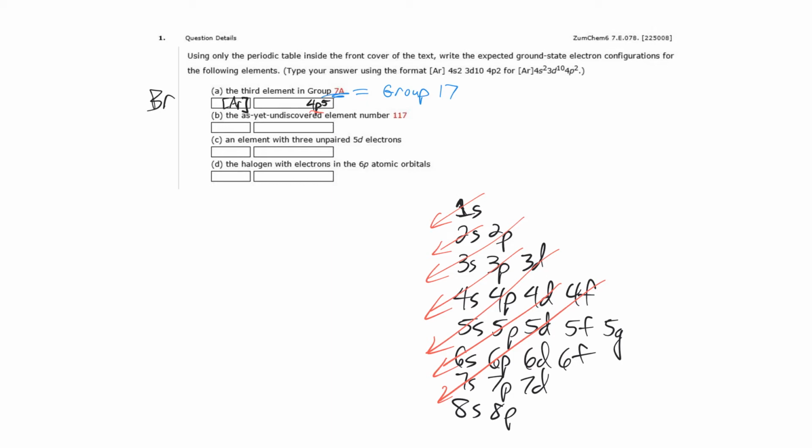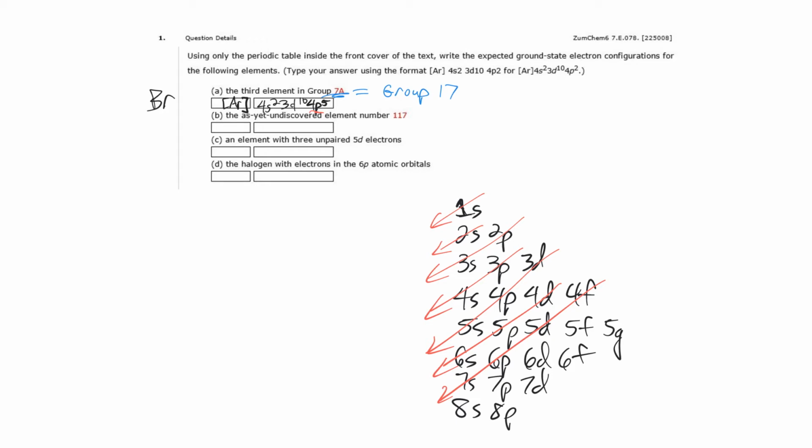Well, the 4p sublevel is right here. What directly preceded the 4p sublevel? The 3d sublevel. And it must have been filled in order to even get to the 4p sublevel. So before 4p5, I'm going to write 3d10. And what preceded the 3d sublevel? The 4s sublevel. How many electrons fit in the 4s? 2. So my configuration for bromine is argon, 4s2, 3d10, 4p5.